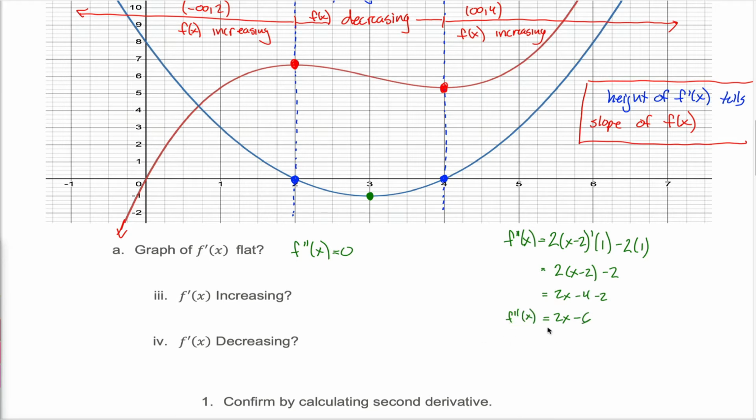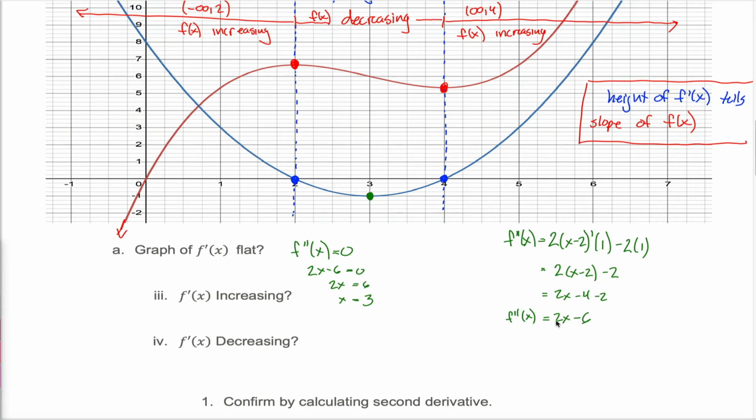F double prime of x is equal to 2x minus 6. If I want to know when f double prime of x equals 0, all I got to do is take 2x minus 6 and set it equal to 0. Add 6 to both sides, I get 2x equals 6. Divide both sides by 2, and I get x equals 3. F double prime of x equals 0 when x equals 3. Oh, right, that's this point right here where the slope of the graph in blue is equal to 0.